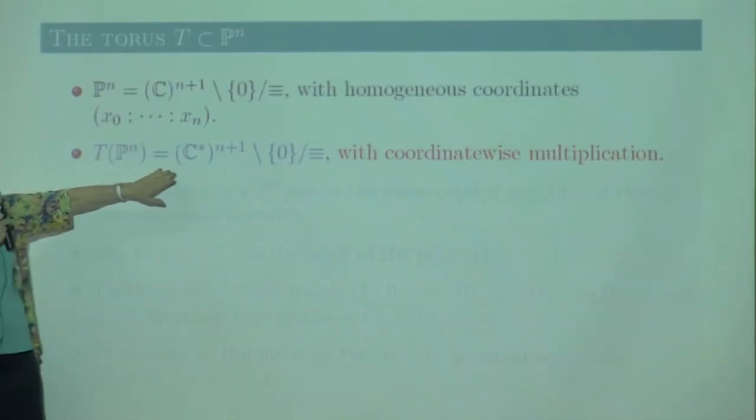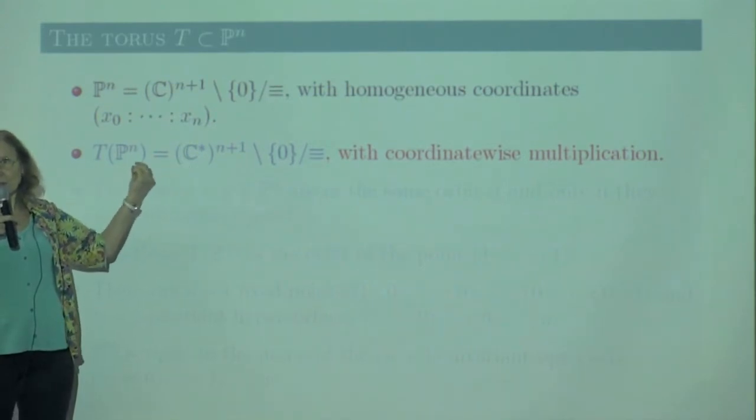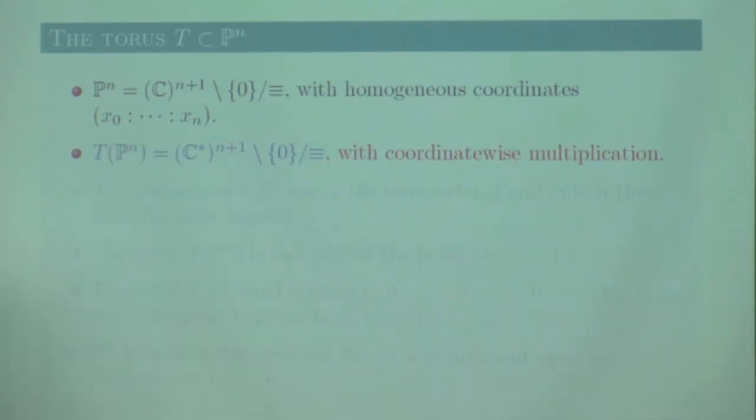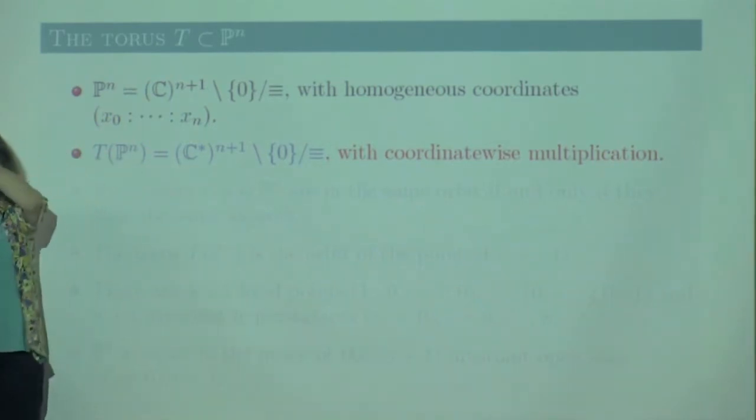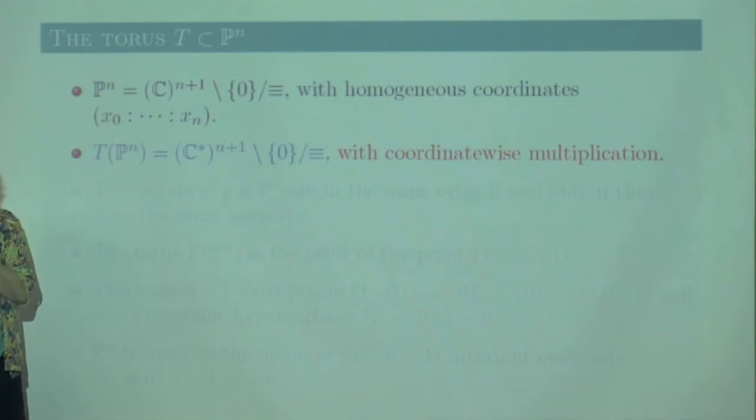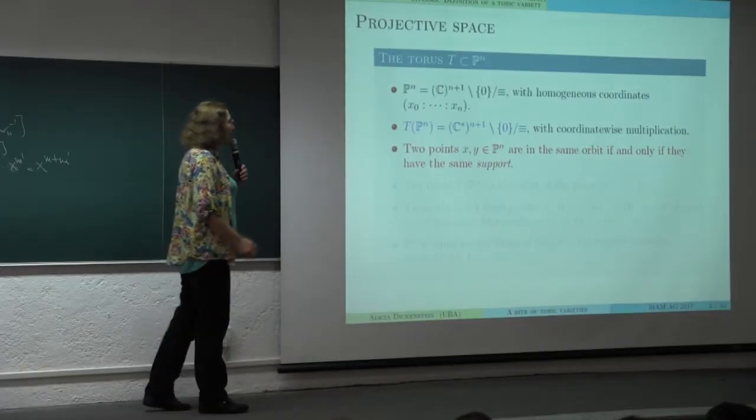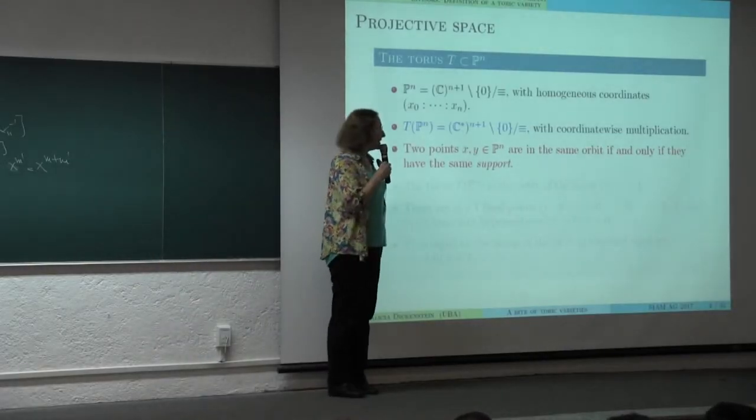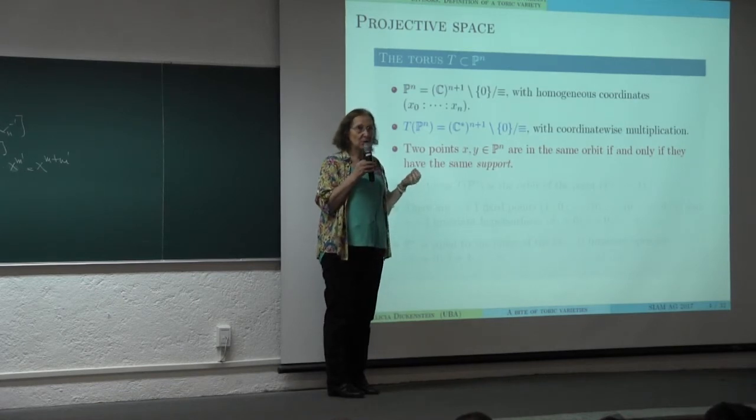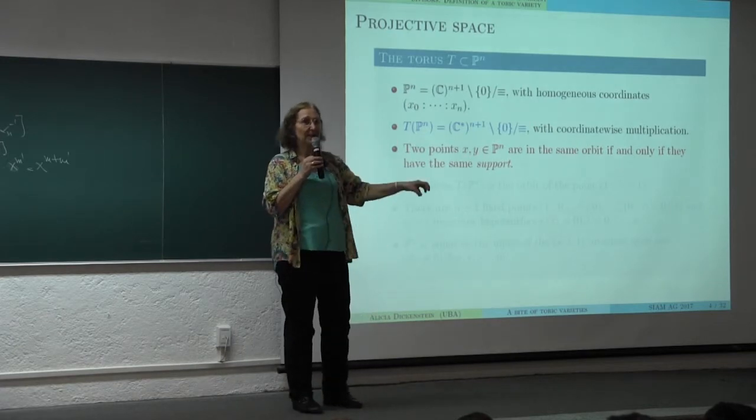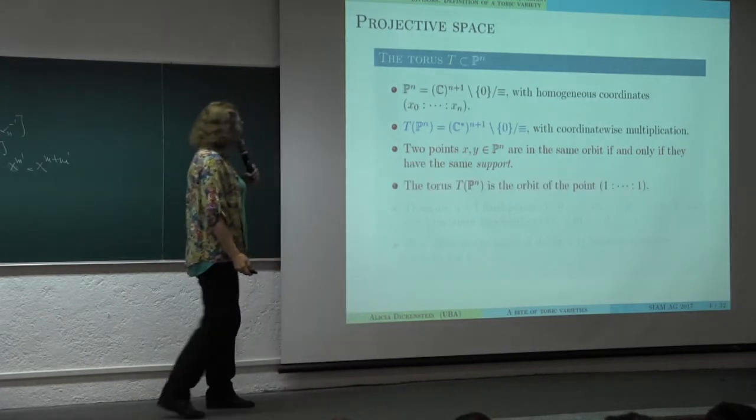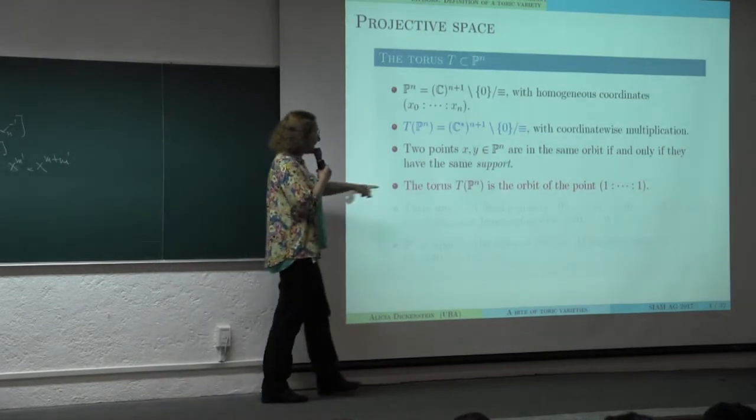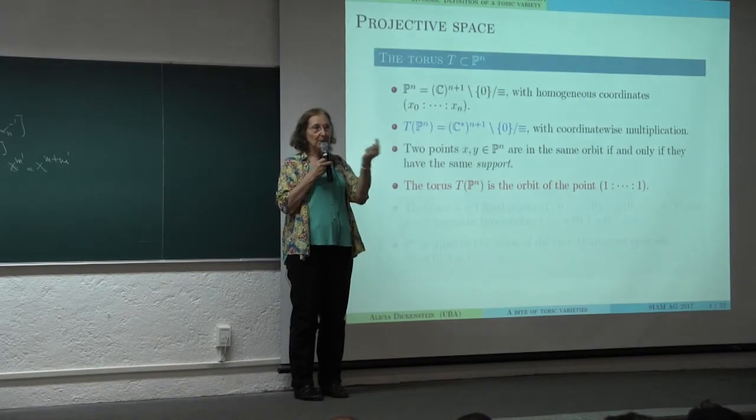So this is the same thing as taking the classes of vectors with all non-zero coordinates. And if this acts the same way, with coordinate-wise multiplication, this goes down to projective space. So we get the torus inside projective space of dimension n. And it's easy to see that two points in Pn are in the same orbit if and only if they have the same support. The support is which are the non-zero entries or which are the zero entries. Two points with zeros in exactly the same places can be driven one to the other by an action of the torus. And then the torus itself is just one orbit. It's the orbit of the point 1, 1, 1, 1.